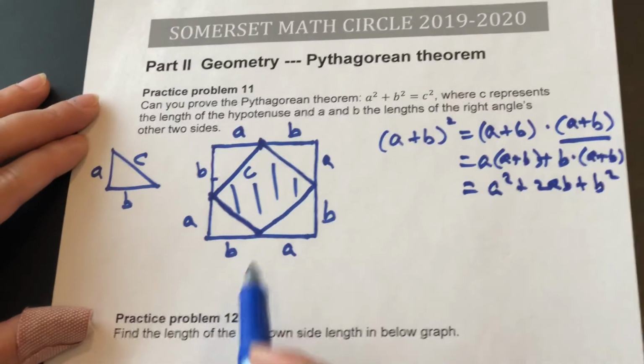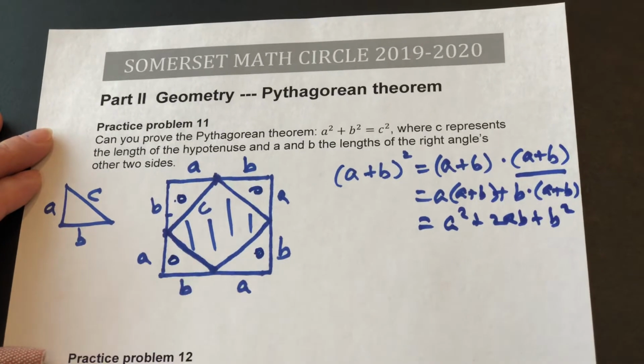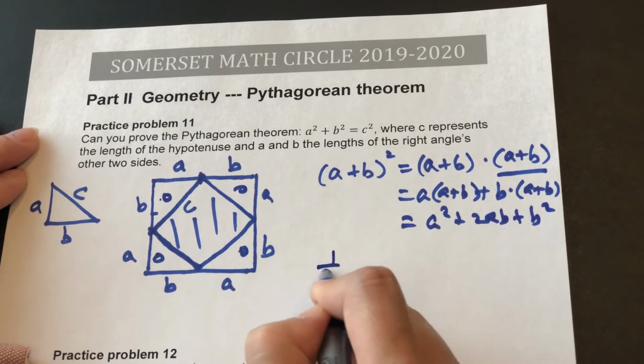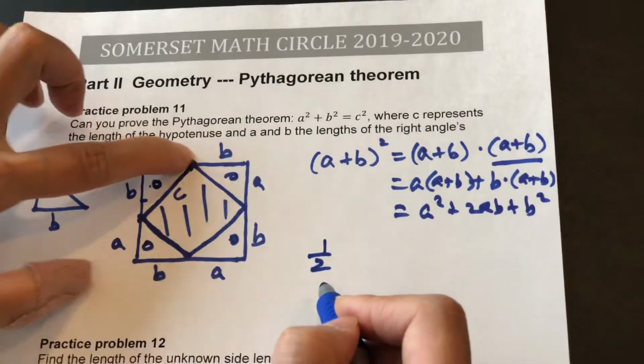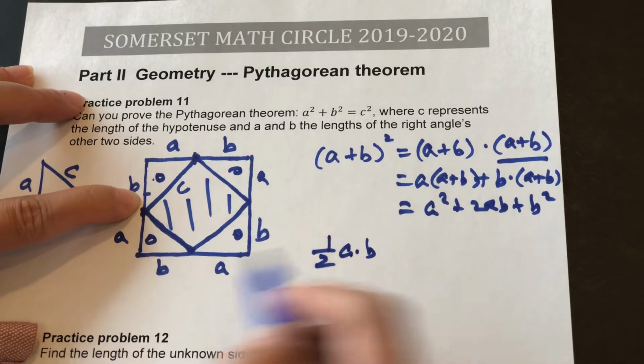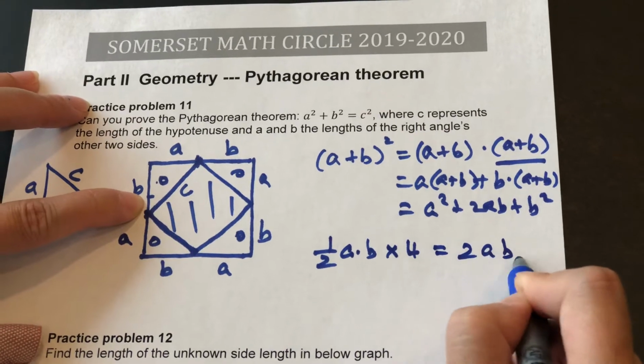And these triangles are all the same. We have 4 little triangles. What's the area for those? Triangle area is 1/2 the base multiplied by height, A multiplied by B, and we have 4 of these. Multiply by 4, so it's 2AB.